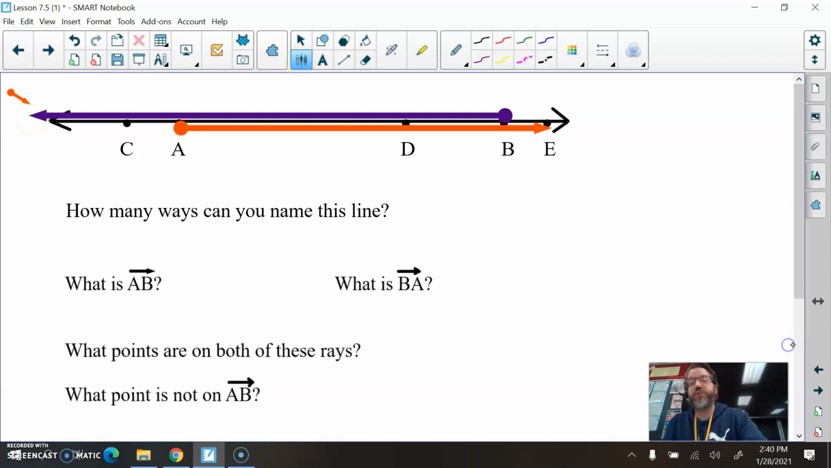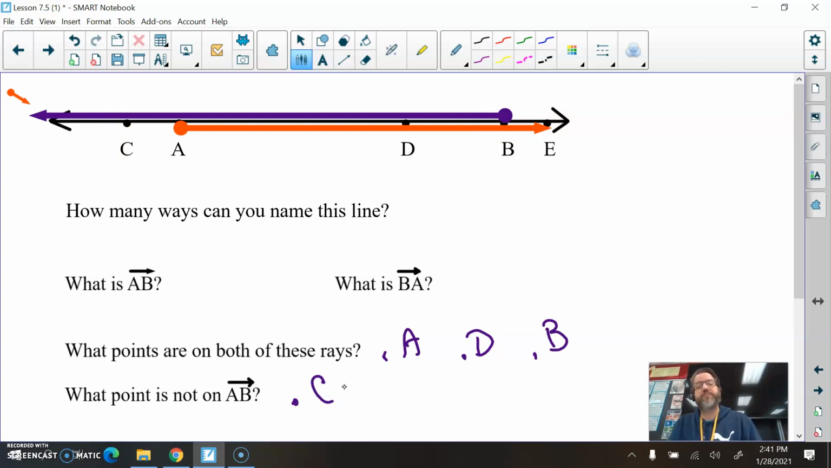So the next question I have for you is what points are on both of these rays? Well, both of these rays include point A. Both of these rays include point D. Both of these rays include point B. Point C is not on ray AB, but it is on ray BA. Do you see that? And I look at point E, that's on ray AB, but point E is not on ray BA. So what point is not on ray AB? Well, here's ray AB. Point C would not be on that ray.